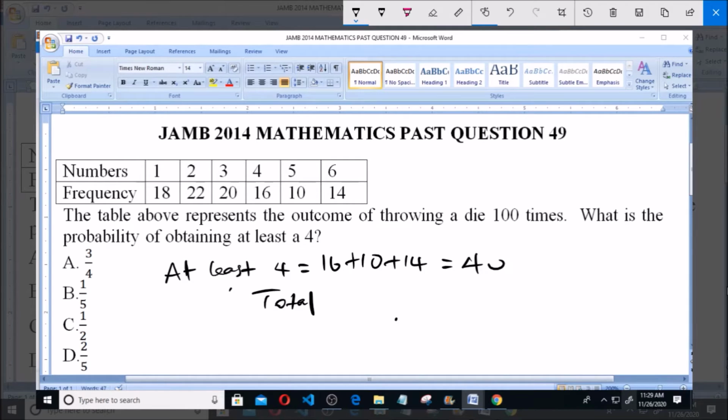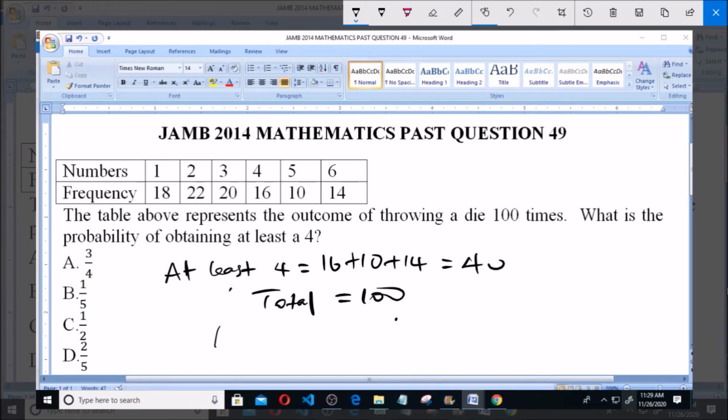Now the total outcome of throwing the die is equal to 100. If you add them together, 18 plus 22 plus 20 plus 16 plus 10 plus 14 will give us 100. But the outcome of obtaining at least a 4, that is 4, 5 and 6, is 16 plus 10 plus 14, and that gives us 40.